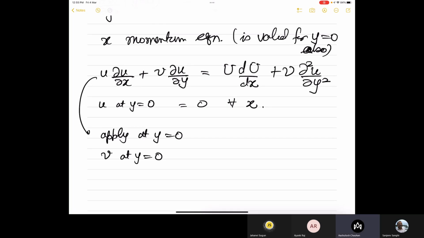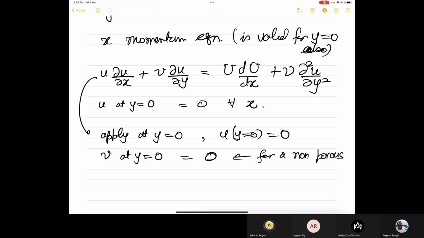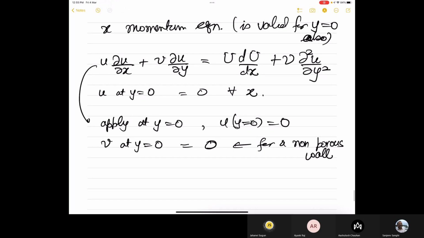It depends on the wall, and this will be 0. So u at y is equal to 0 is 0, and v will be 0 for a non-porous wall. So irrespective of everything, we will get the left-hand side becoming 0 at the wall if it is a non-porous wall.